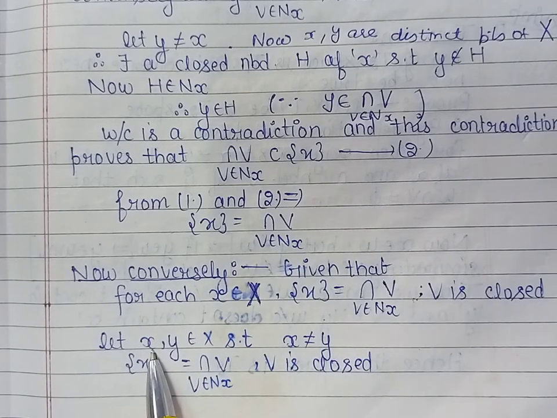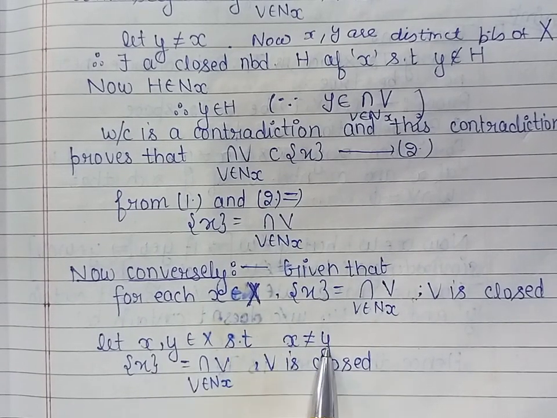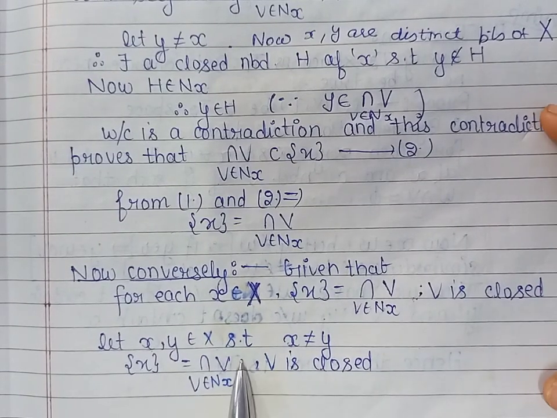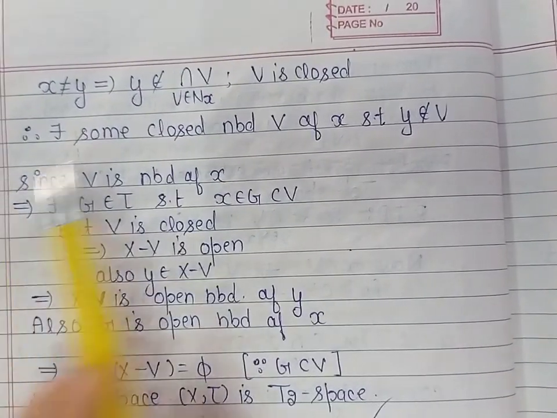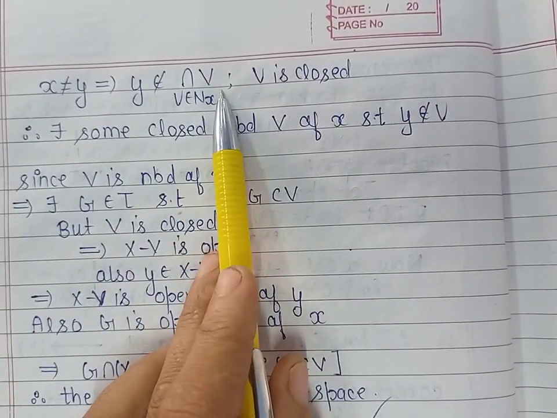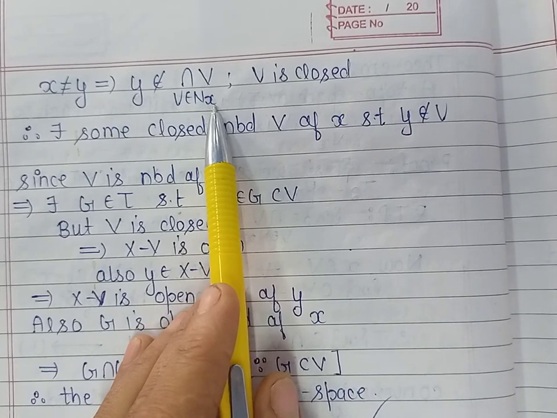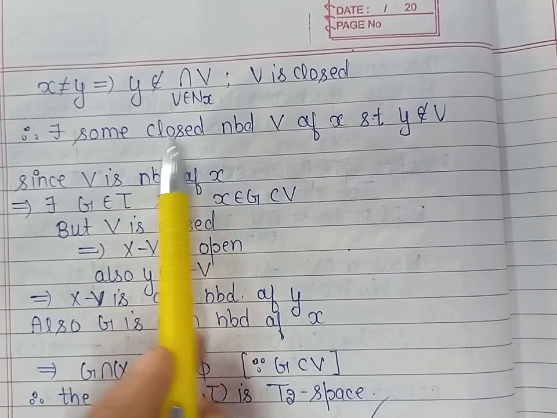So let us take 2 distinct points of X. These 2 distinct points we have taken are X and Y. Now by using this condition, for every X belonging to X, singleton X is the intersection of all the closed neighborhoods of X. Because X is not equal to Y, we can say that Y does not belong to the intersection of closed neighborhoods of X. Because Y does not belong to the intersection, there is at least one closed neighborhood of X in which Y is not contained. So we have taken that closed neighborhood as V.